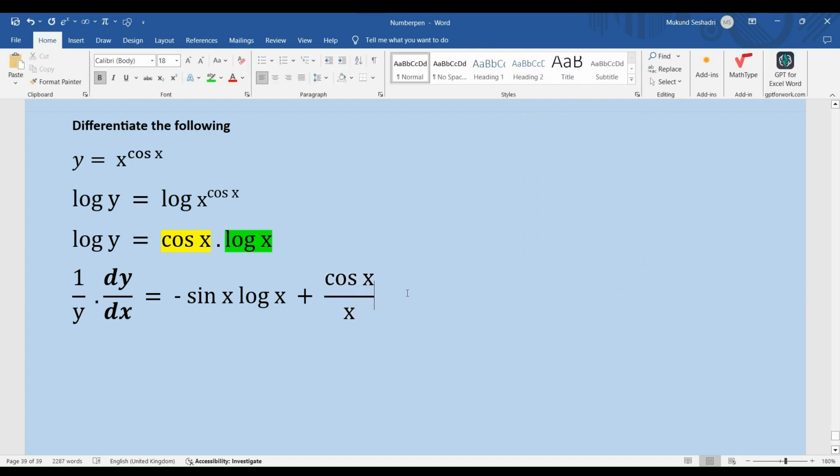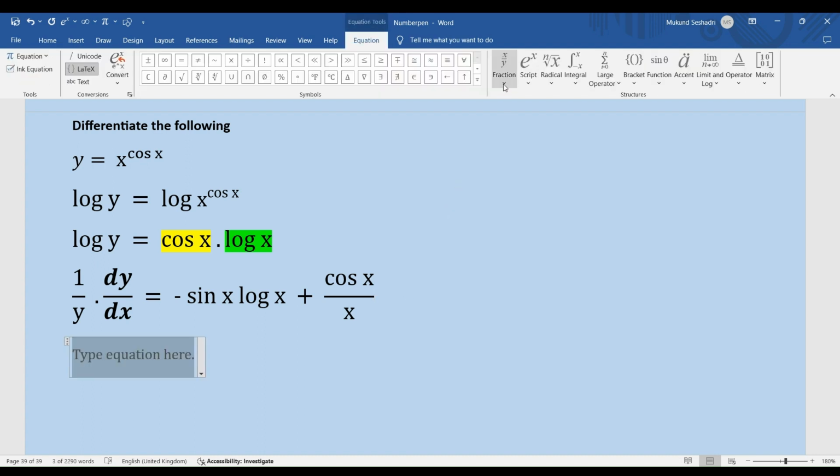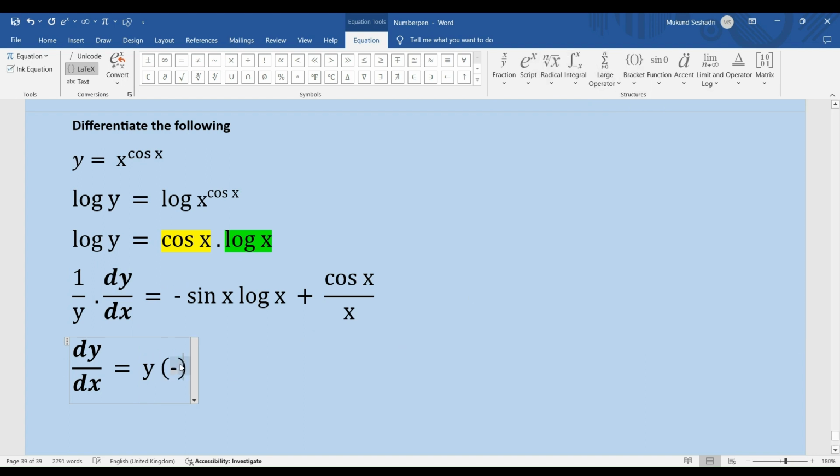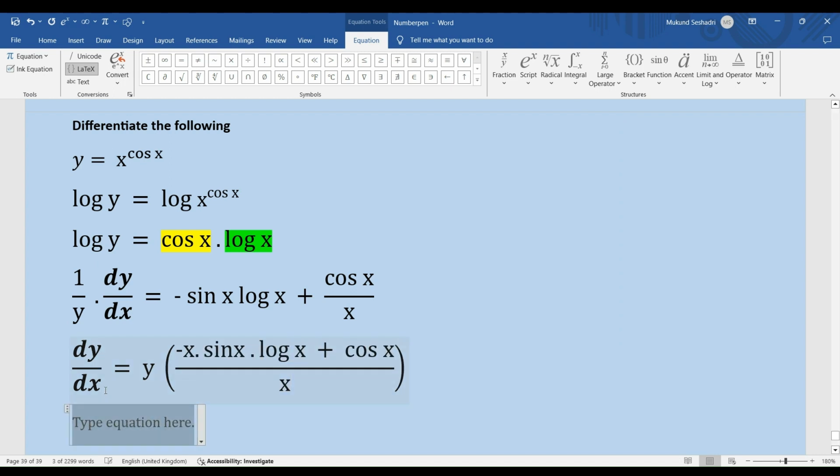So there I have an expression in front of me where I have my dy by dx, but it is in terms of x and y, right? So let me rearrange this for you folks. So my dy by dx is nothing but y times, and I'm going to open my bracket here, y times minus x sin x log x plus cos x, right? So this is what I have. So now I have an expression in terms of x and y, right?